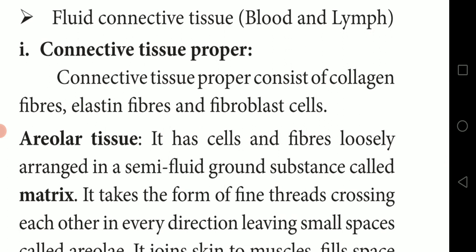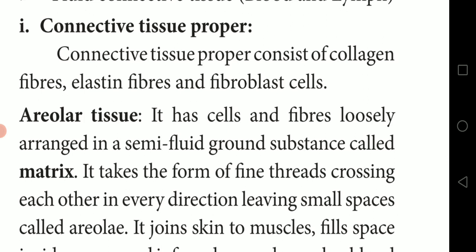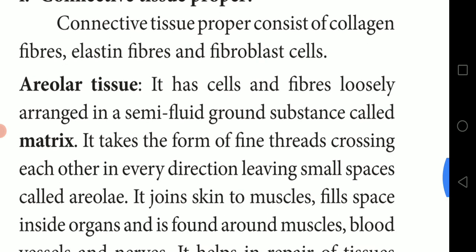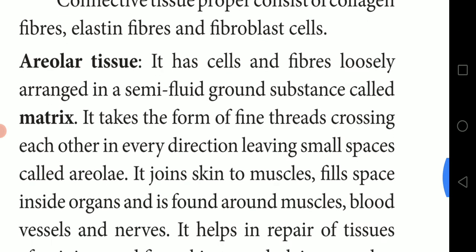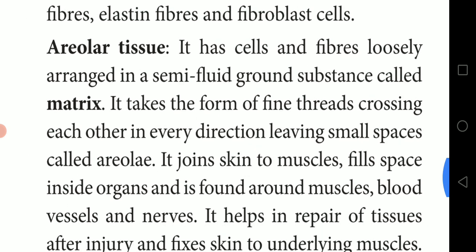The connective tissues proper consists of collagen fibers, elastin fibers, fibroblast cells. Underline these three types. We'll see one by one. Areolar tissue has cells and fibers loosely arranged in the semi-fluid ground substance called the matrix. It takes the form of fine threads crossing each other in every direction, leaving a small space called areola.